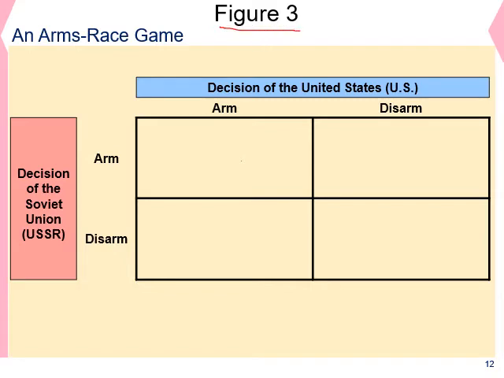Figure number three deals with an arms race game between the U.S. and the Soviet Union, the USSR. The dominant strategy here is to arm, and the other decision is to disarm.